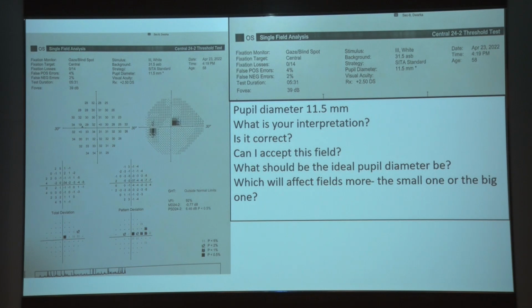Right? You're correct. So now will you accept this field at face value? No. So what are you going to do? Undilated, we will repeat. All right, good. So now, suppose you've done it on this, what are you likely to miss? You've done it at 11.5 millimeters. What are you likely to miss?